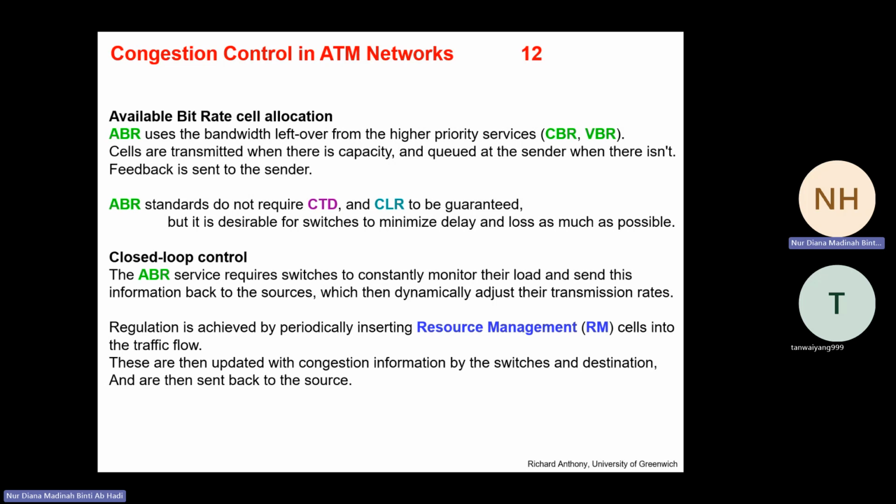Closed loop control. The ABR service requires switches to constantly monitor their load and send this information back to the sources, which then dynamically adjust their transmission rate. The regulation is achieved by periodically inserting resource management cells into the traffic flow. These are then updated with congestion information by the switches and destination and sent back to the sources.